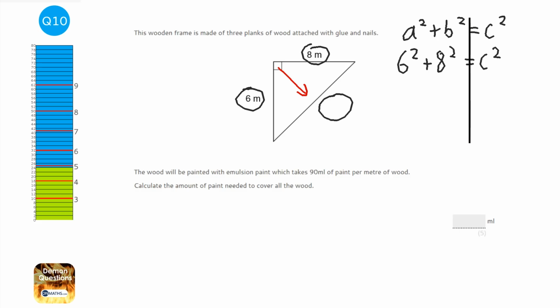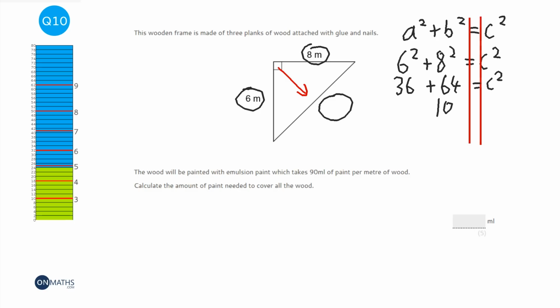So I always put the lines down that equals. So 6 squared is 36, 8 squared is 64, which equals c squared. 36 plus 64 is 100, equals c squared. What I'm going to do is just square root both sides. So c will equal 10. Now, when you square root, you get a negative as well, but since it's a length, it can't be negative, so it's just going to be 10. So c is 10, so we know that that's going to be 10 metres.